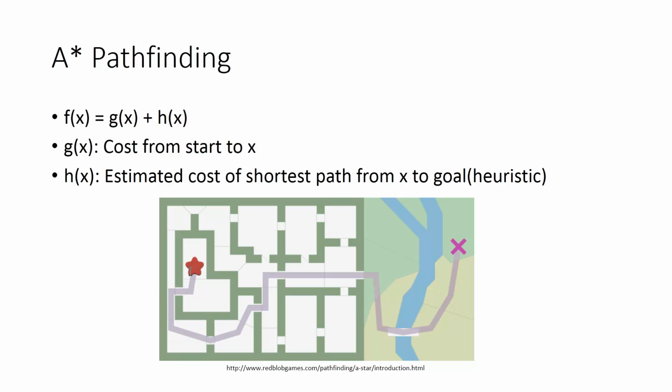As long as there are no negative costs and the heuristic never overestimates the cost to the goal, A-star is guaranteed to find the shortest path between the start and the goal. A-star is very powerful, however it has a couple of problems.